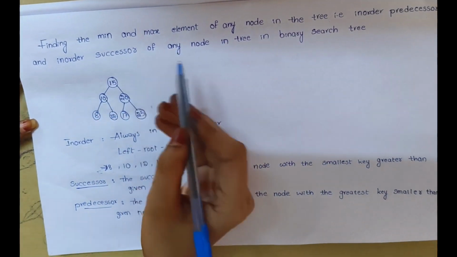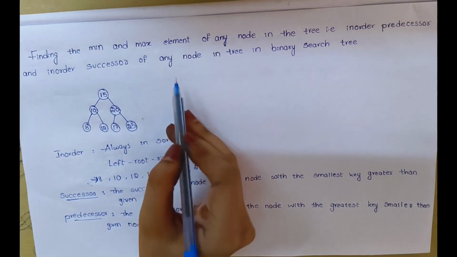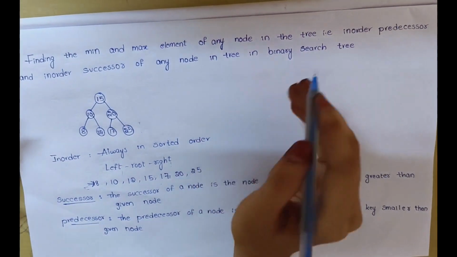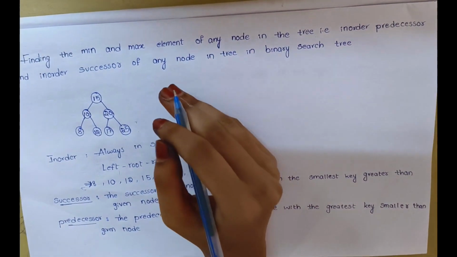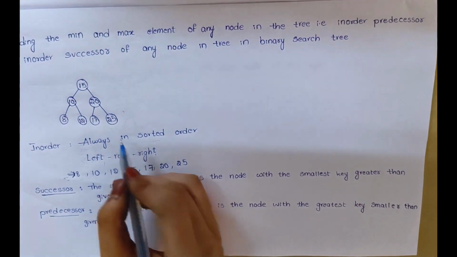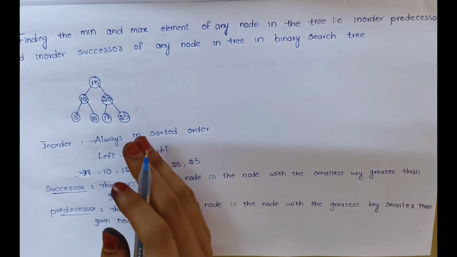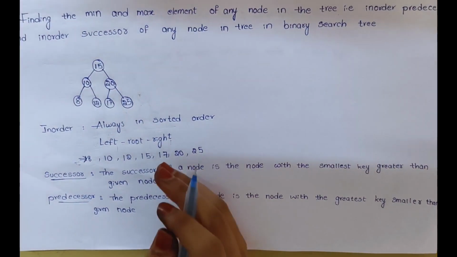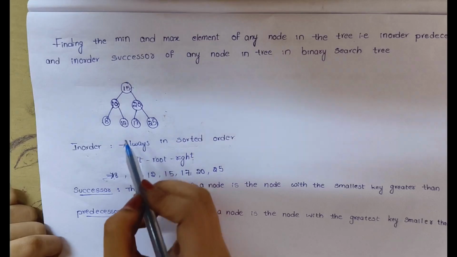We are going to discuss finding the min and max element of any node in a tree, that is, inorder predecessor and inorder successor of any node in a tree. Before going into inorder predecessor and inorder successor, first of all let us discuss inorder.